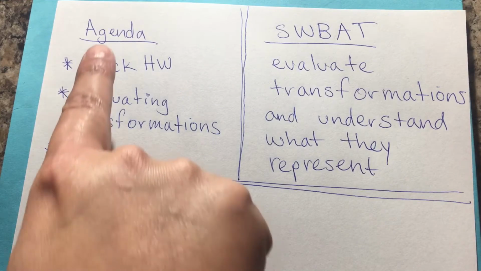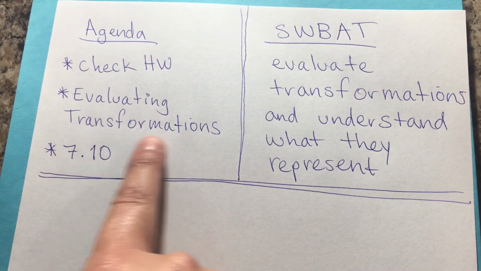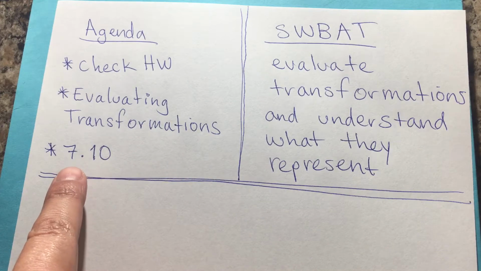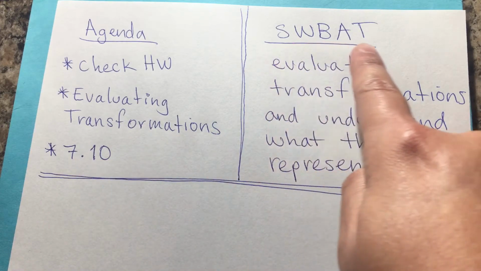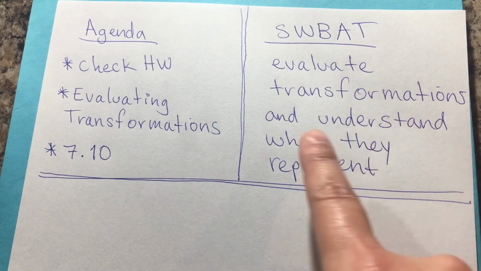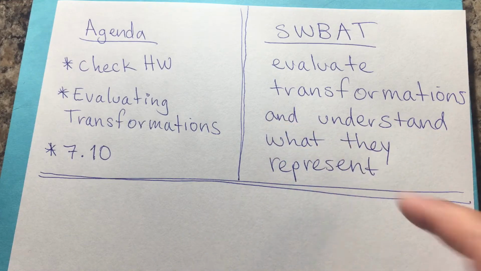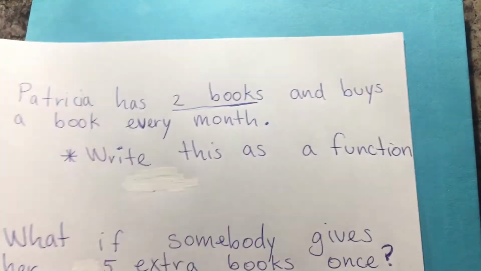Hello students, today's agenda is to check homework. We'll be evaluating transformations and you will be able to work on 7.10. Today students will be able to evaluate transformations and understand what they represent. So let's begin with the understanding part of it.